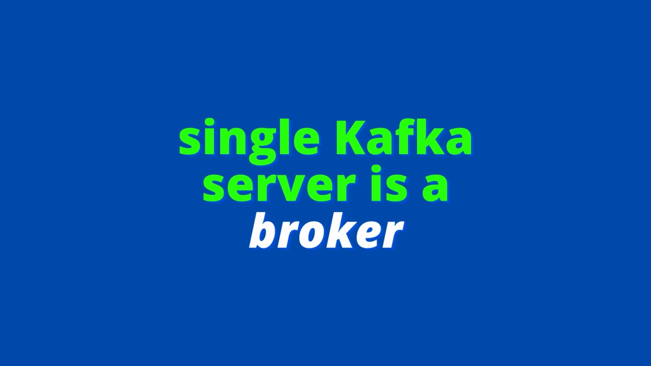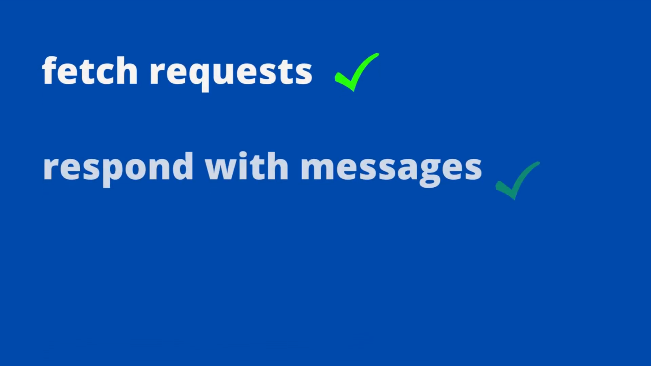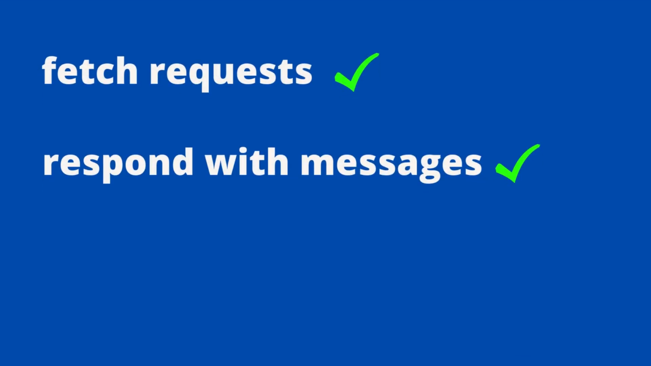A single Kafka server is called a broker. The job of a Kafka broker can be divided into three parts on the producer side: receive messages from producers, assign offset to these messages, write messages to storage on the disk. Similarly, it performs a couple of tasks on the consumer side: handle the fetch requests for partitions, respond with the messages that have been published.